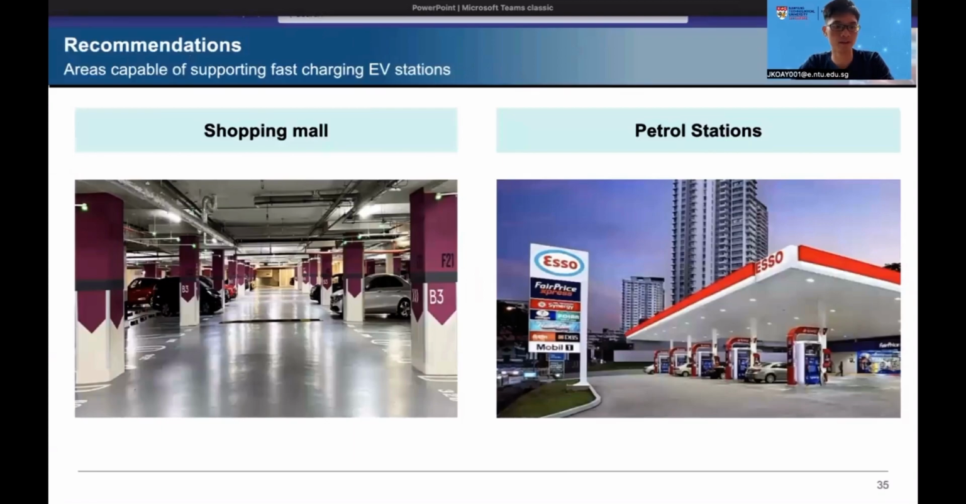In the event of a significant power grid upgrade, an alternative proposal might involve having fast charging stations at locations such as petrol stations and shopping malls. This is particularly viable considering that a standard battery can achieve full charge from empty within just 30 minutes using a fast charging station. Thank you.